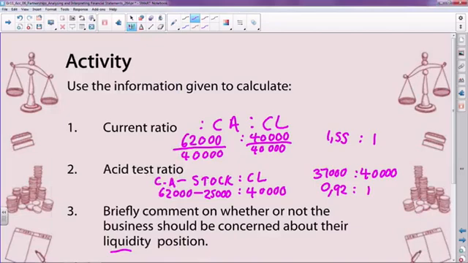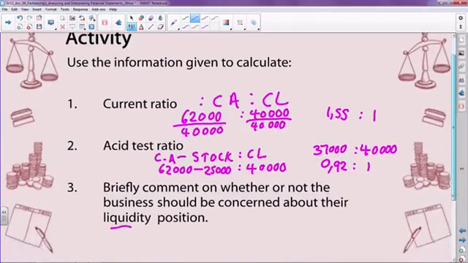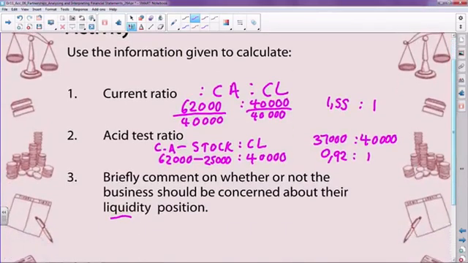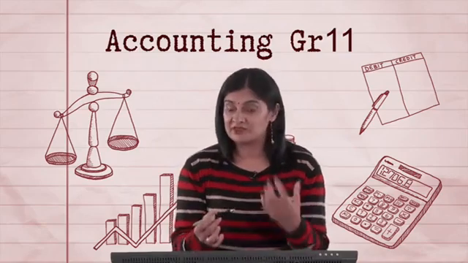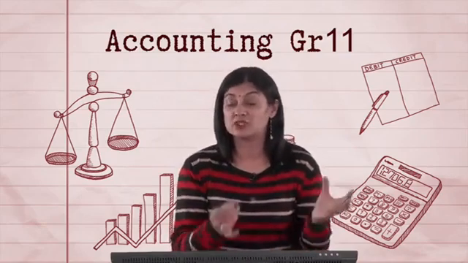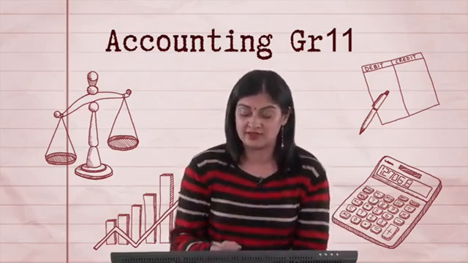Right, so I've done the calculations for both the current ratio and the asset test ratio. Now let's look at question 3. Question 3 wants me to interpret or comment on these calculations above. So question 3, briefly comment on whether or not the business should be concerned about their liquidity position. So going back to my explanation earlier on, liquidity: will we be able to cover our current liabilities if we had to convert our current assets into cash? Does the business have sufficient current assets to cover their current debt or current liabilities?